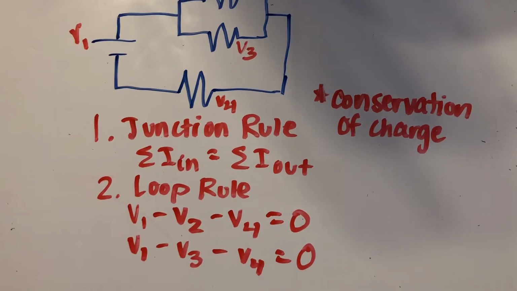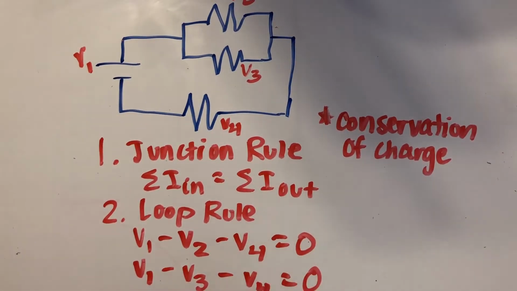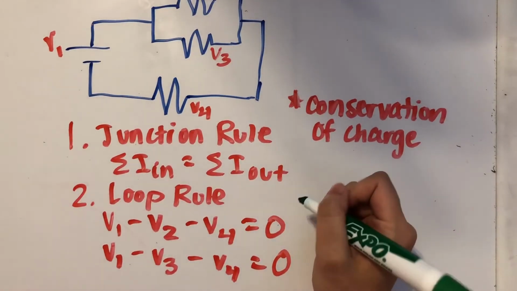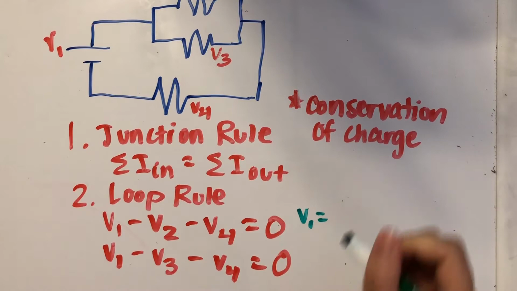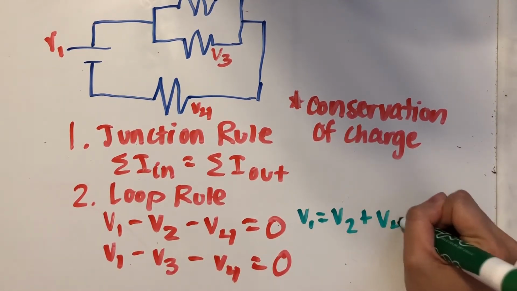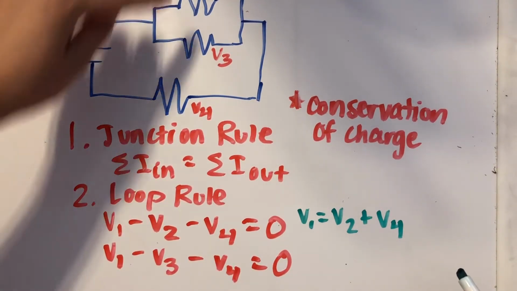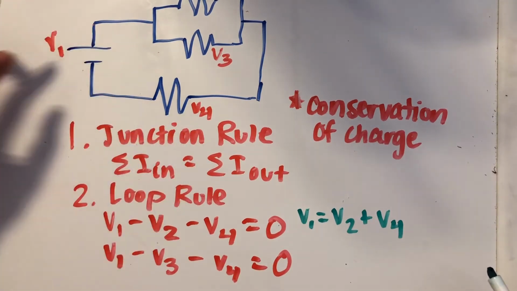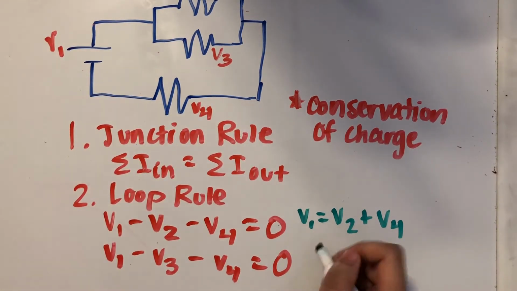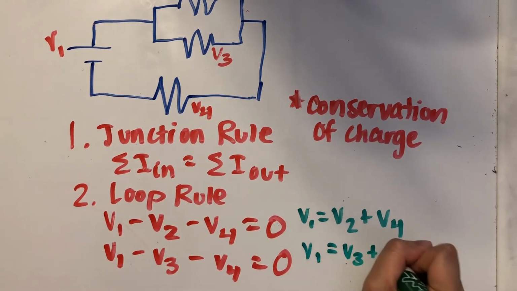You can think of the loop rule as also stating that the total voltage should equal the component voltages of the loop. So if you take these negative values and move them over to the other side, you'd get that voltage 1 is equal to positive voltage 2 plus positive voltage 4. So the voltage of this element and this element, when combined, should equal the total voltage. Same thing for the second loop. Voltage 1 is equal to voltage 3 plus voltage 4.